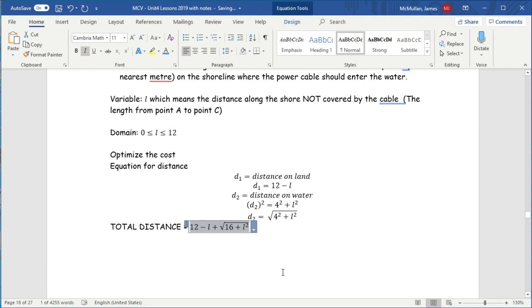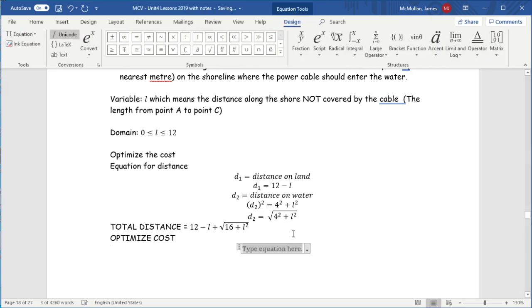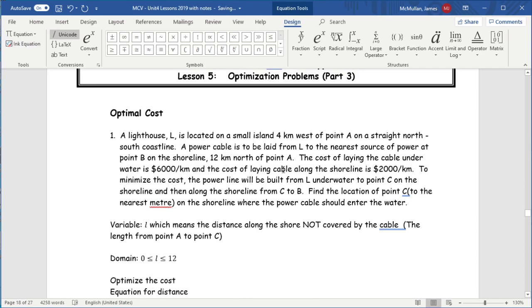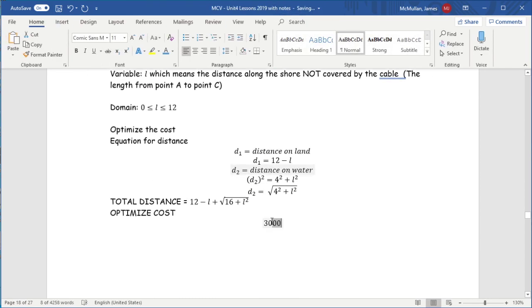Now, if all I needed to do in the question was minimize the distance, then I would take the derivative of this, find out when it's 0, get the absolute min, and I'd be finished. But I'm not actually looking for a distance in this question. Remember, I'm trying to optimize cost. So what I'm going to do is $2,000 times the distance along the shore, 2,000 D1 plus 6,000 D2, right?